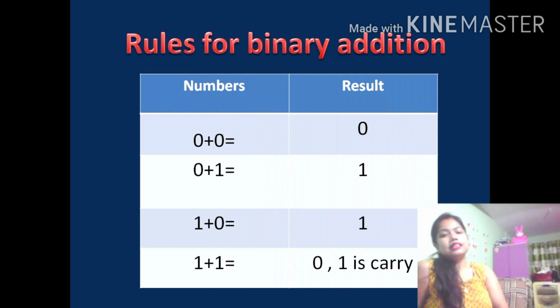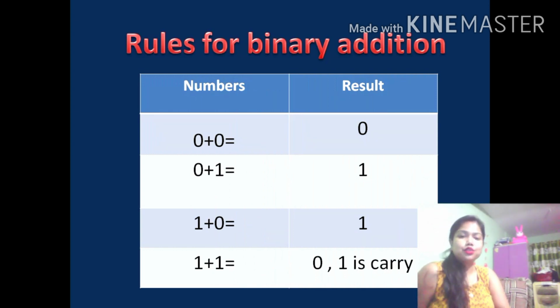So students, these are the rules for binary addition. In your previous classes like class 1 and 2, you have already done tables of plus and minus, addition and subtraction, isn't it? So here are some more additions for you also. For binary addition, 0 plus 0, the answer will be 0. 0 plus 1, the answer is 1. 1 plus 0, answer is 1. 1 plus 1, the answer will be 0. But there is a condition that 1 will be carried forward.